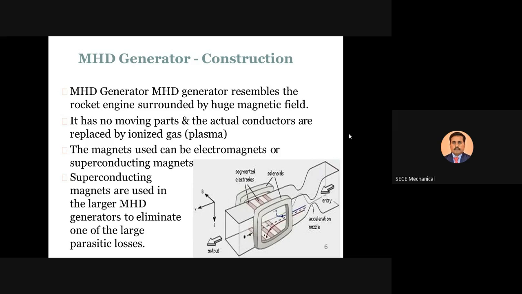The magnets used are electromagnets, which are superconducting magnets. Superconducting magnets are used in large MHD generators to eliminate one of the large drastic losses. Whenever a high amount of ionization passes over the magnets, the magnetic effect may decrease. That is called drastic loss. That can be avoided if you use superconducting magnets, which is one of their advantages. So these are the concepts behind the MHD generator construction.